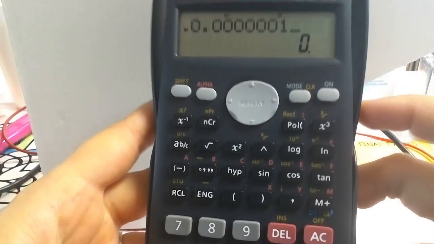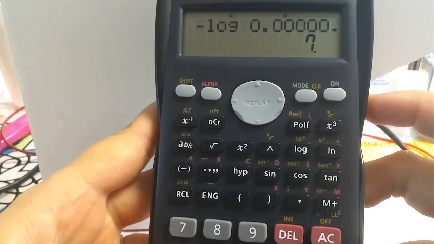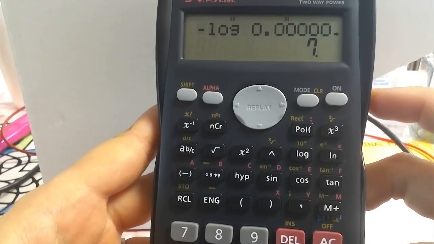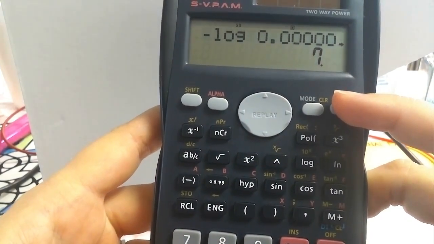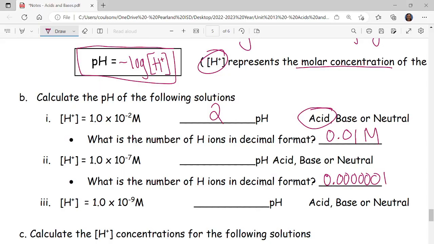I'll get this same thing if I just did the negative log of 0.0000001. It will also give me 7. So if you calculated it correctly, if you plugged in the right number of zeros and all of that, then you would get the same number. So my pH in that example will be 7. And if I have a pH of 7, am I an acid, a base, or neutral? Neutral.